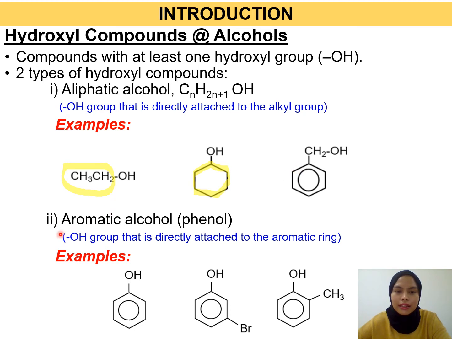And then the second one is aromatic alcohol. Aromatic alcohol is where the OH group is directly attached to the aromatic ring, and its name is known as phenol. So this aromatic ring is directly attached to OH. The next molecule too, this is phenol, and this is phenol for this molecule. Basically, every aromatic ring that is directly attached to OH is phenol.